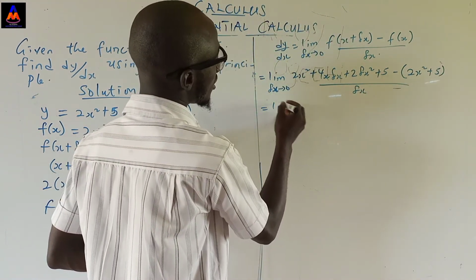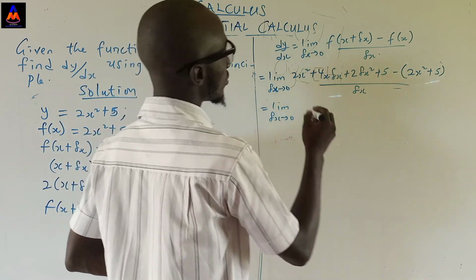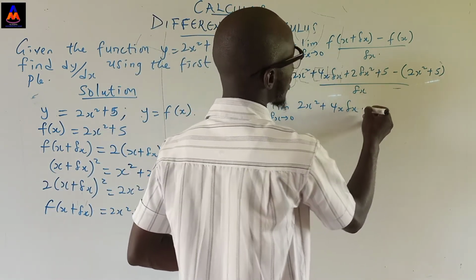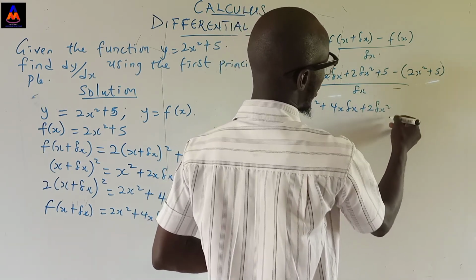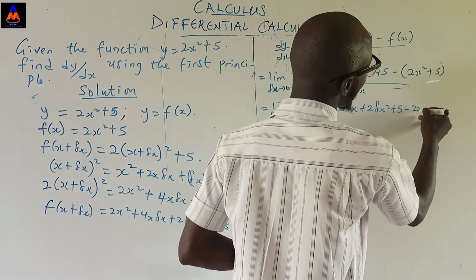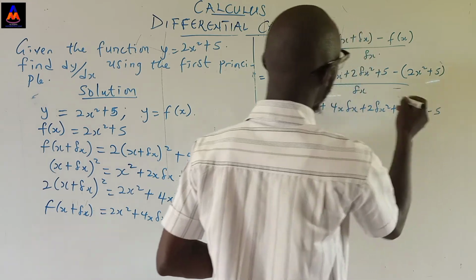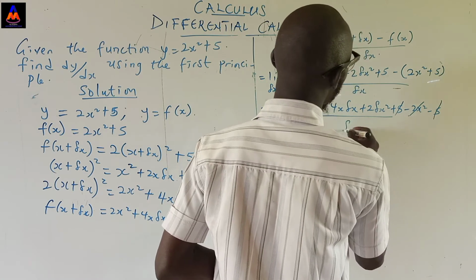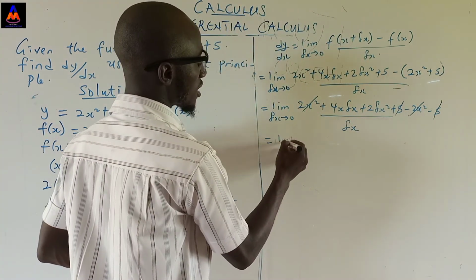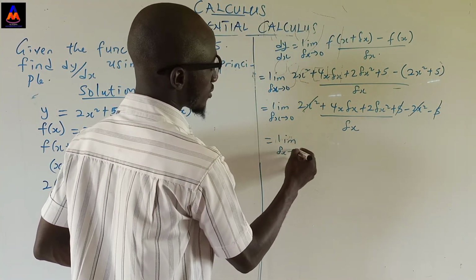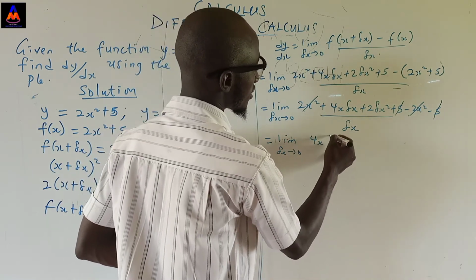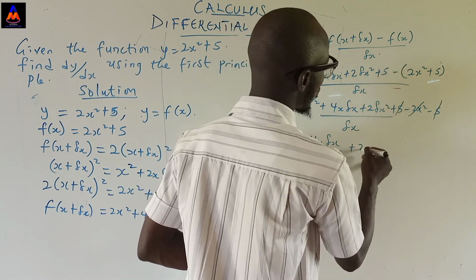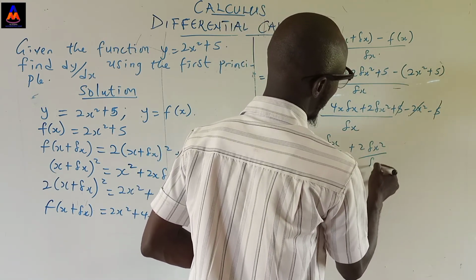Then we still have our limit as change in s goes to 0. We have 2s squared plus 4s change in s plus 2 change in s squared plus 5 minus 2s squared minus 5. 2s squared cancels 2s squared, 5 cancels 5, everything over change in s. We still have our limit as change in s goes to 0 of 4s change in s all over change in s plus 2 change in s squared all over change in s.